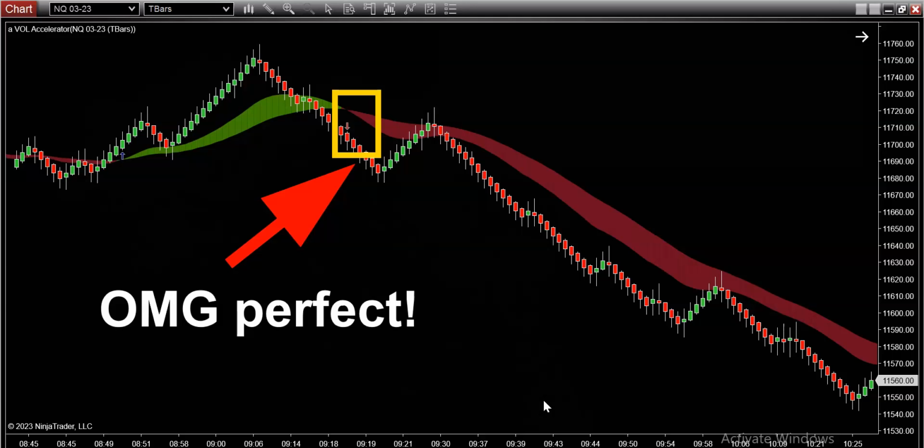So step number one, folks: when the color changes, we want the market to prove that the new trend is legit. Case in point, when it turned red, as it did right here, I want to see the market establish some downward momentum, which it did.